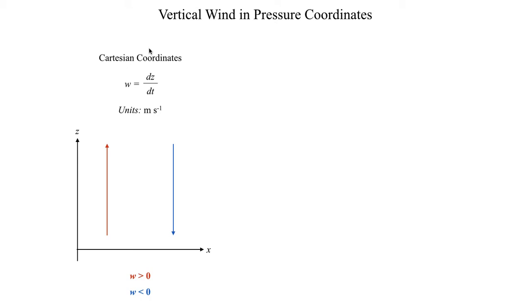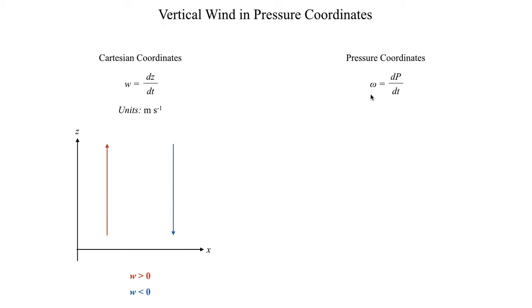So that's what we see in Cartesian coordinates. Now let's take a look at how things change when we go over to pressure coordinates. To start things off, instead of using the regular Roman letter W, here we use the Greek letter omega to represent the vertical velocity in pressure coordinates.